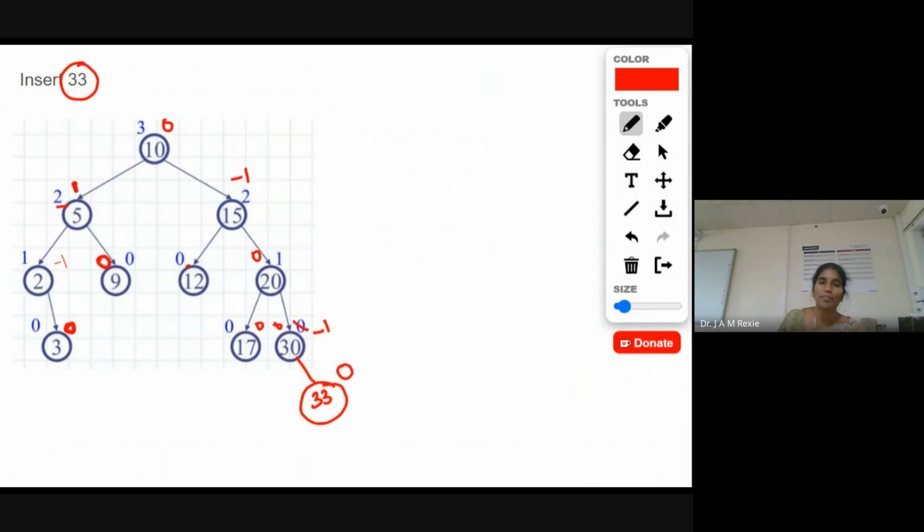30 it will be -1, and for 20 it will be -1, and for 15 it will be becoming minus 2. Okay, because for 15 the left subtree height, the number of levels, is 1, and on the right side we are having 3 levels, hence it is becoming minus 2. Now this is my pivot node. Now with respect to the pivot node where the insertion is done, that has to be found.